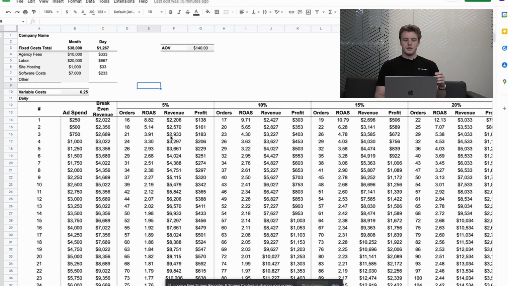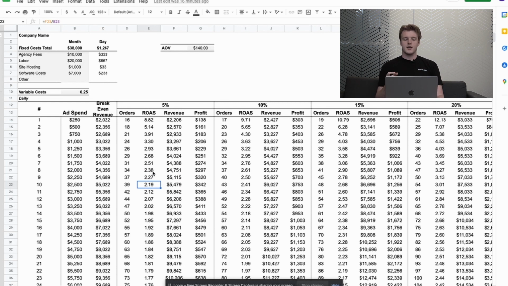Back to my original point, let's say you were a business with $38,000 a month in fixed costs and you were only spending $500 a day. Just to be 5% profitable, your holistic full business ROAS, so all of your revenue divided by ad spend, would have to be a 5.14. Whereas if we take this to $2,000 per day, you would only need to achieve a 2.38 to be 5% profitable.